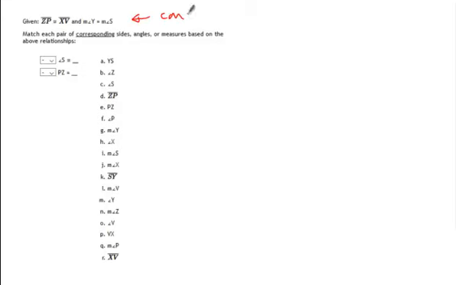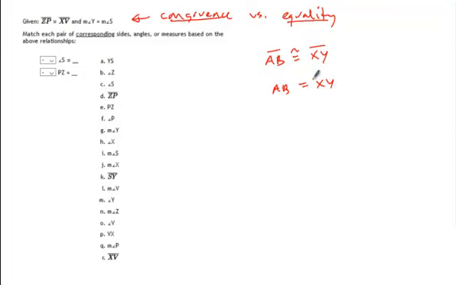When you're looking at the relationship between congruence and equality, what you're going to see is if physical elements are congruent, then their measures are equal. So if you have a segment AB that is congruent to a segment XY, what that means is their measurements AB and XY have to be equal. So that's the relationship, and it can go in either direction.